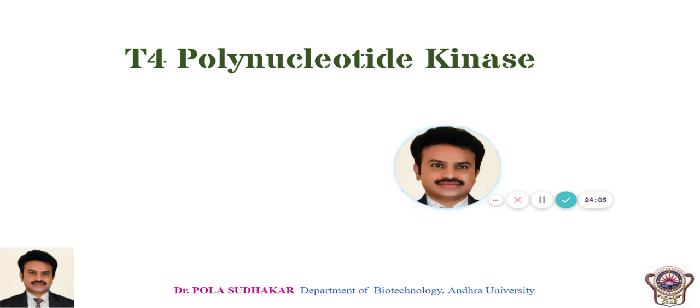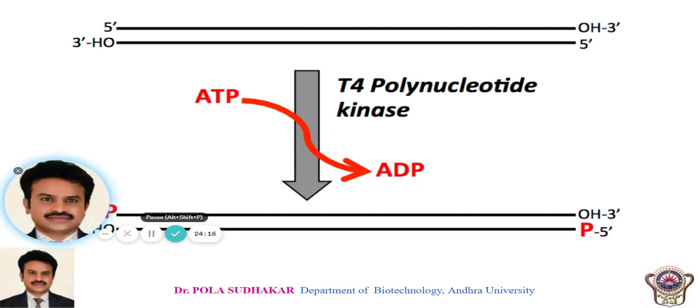This can be accomplished by forward reaction or exchange reaction. In forward reaction, transfer of labeled gamma phosphate from ATP to the free 5' hydroxyl group of the substrate. Substrate lacking a free 5' hydroxyl requires prior dephosphorylation by alkaline phosphatase.